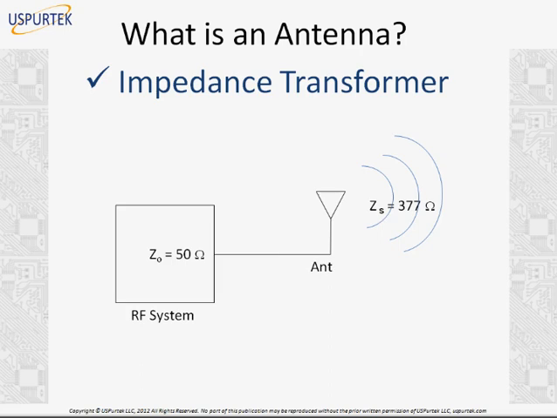Whereas the free space impedance, if you read any classic text on electromagnetic fields, is typically 377 ohms. So antennas come in between. They transform the impedance from an RF equipment, which is 50 ohms, into 377 ohms, which is the impedance of free space. So we can also consider them as impedance transformers.